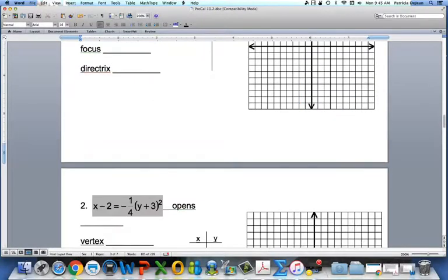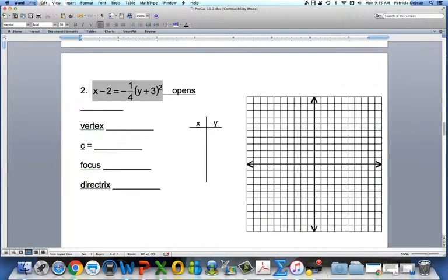Okay, moving on down for another example. This one, it's a negative, and we see that the y is squared. So this one is going to open left. Our vertex is going to be at 2, negative 3. The 2 is with the x, so that's the x value of the vertex. Remember, it feels like you change your signs. If 4c equals 4, c is equal to 1.